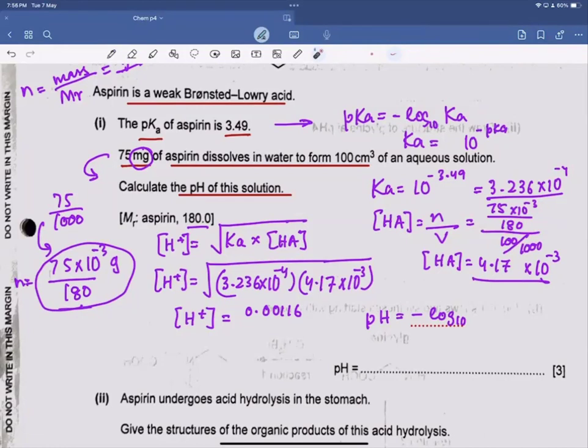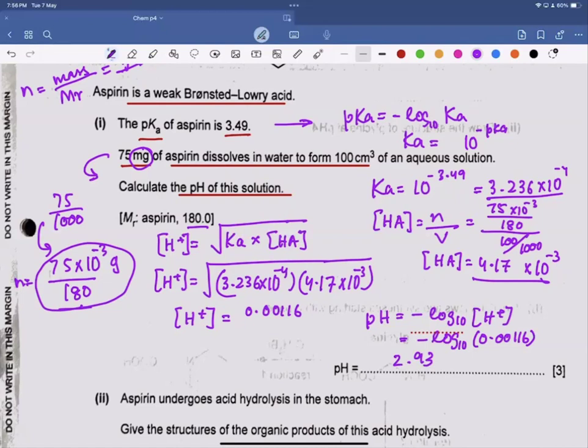So minus log 10 times the concentration of hydrogen ions, and we know the concentration of hydrogen ions now, minus log 10 times 0.00116. So we are getting 2.93 or 2.94. Yes, is it 2.93 or is it 2.94? Abdullah, calculate it again. You are doing some mistake in the calculation.